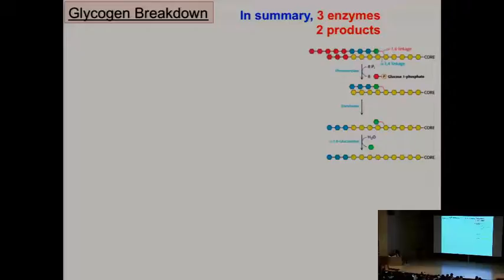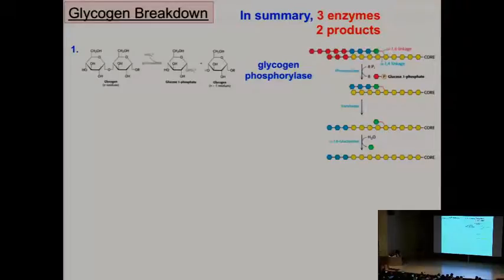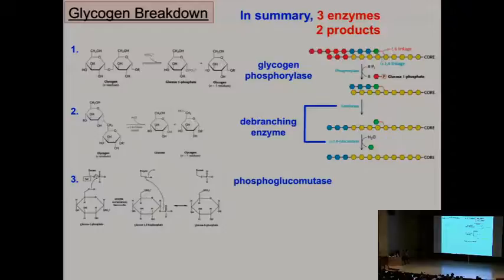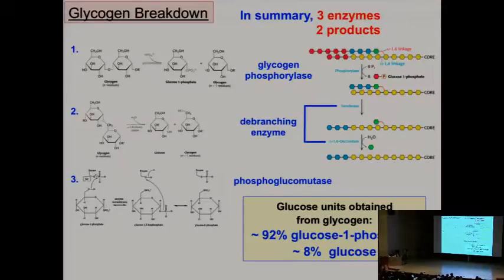There's 3 enzymes, 2 products. Glycogen phosphorylase cleaves those alpha-1,4 linear linkages. Debranching enzyme debranches and then cleaves the alpha-1,6 linkage. And phosphoglucomutase converts glucose 1-phosphate to glucose 6-phosphate. If you were to take all of the products of these reactions and put them in a bucket, you would have about 92% glucose 1-phosphate and about 8% glucose.